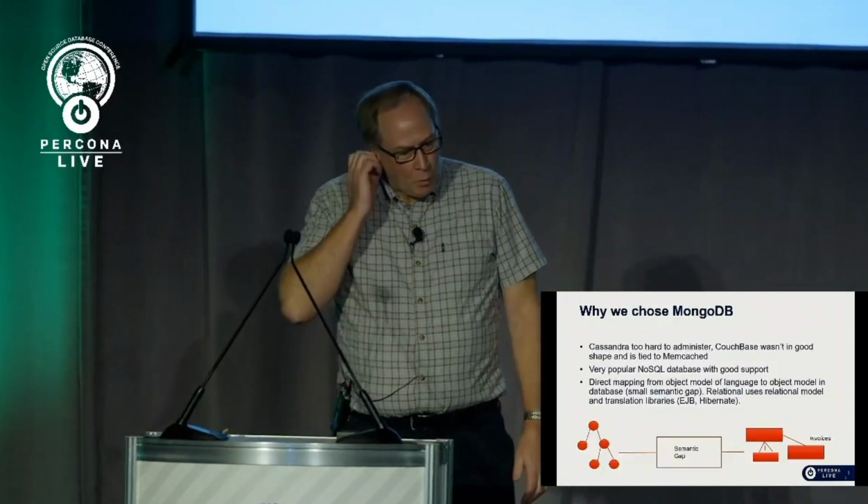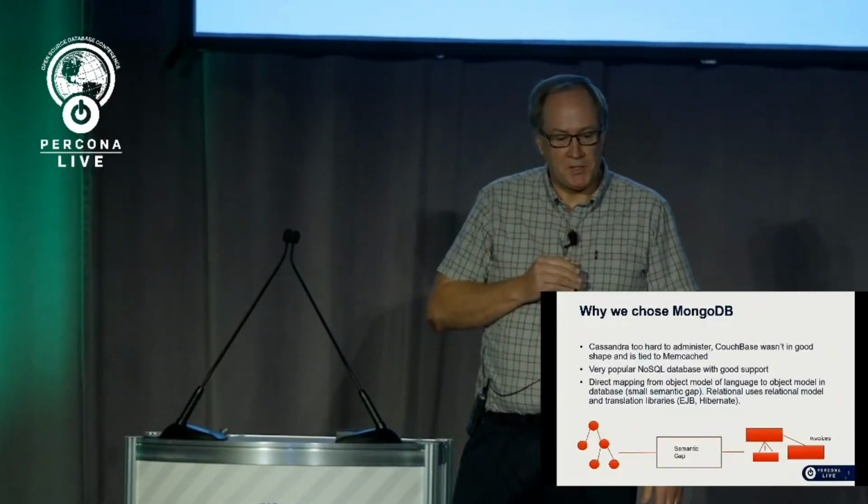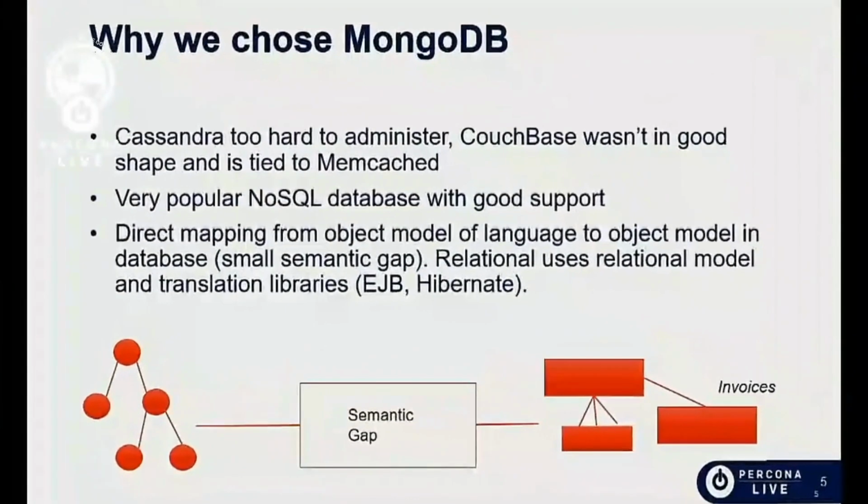So one of the reasons we picked MongoDB was we looked at, this is a few years ago, so we looked at Cassandra, and I'd heard that it was hard to administer, and there was a lot of stuff in it that I thought was hard to use. And so we said, no, let's not use that one. MongoDB was quite popular. We looked at Couchbase. Couchbase is similar to Mongo. You can write to multiple nodes at a time, which we don't really need, but you can do that. And it was tied to Memcached, and we use Redis for everything.